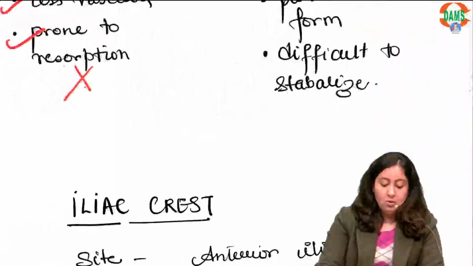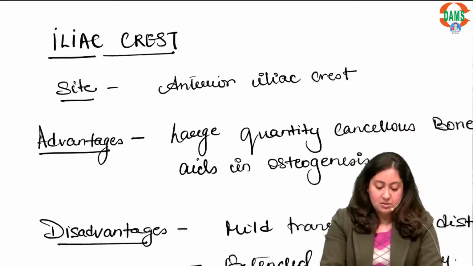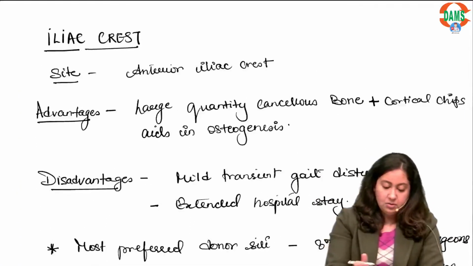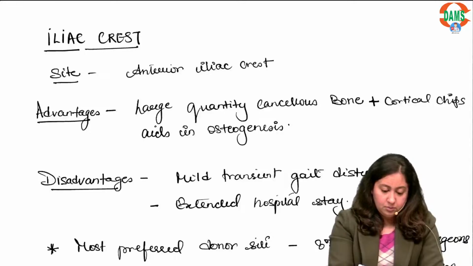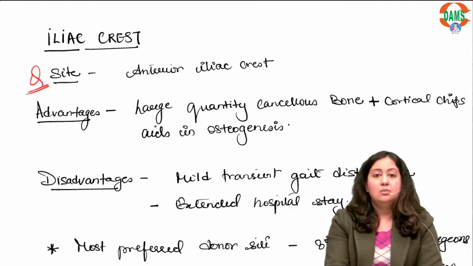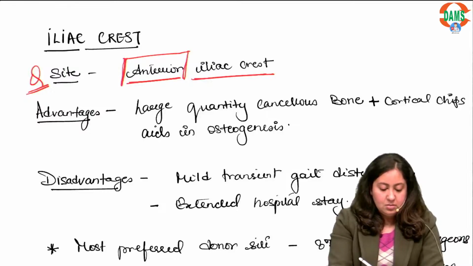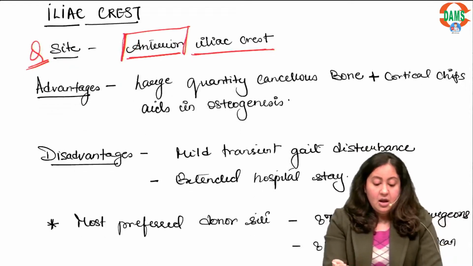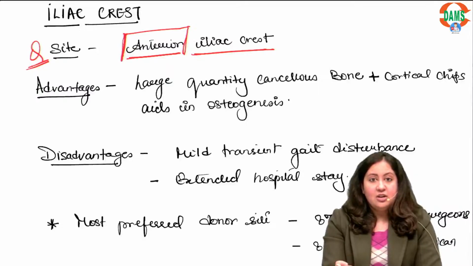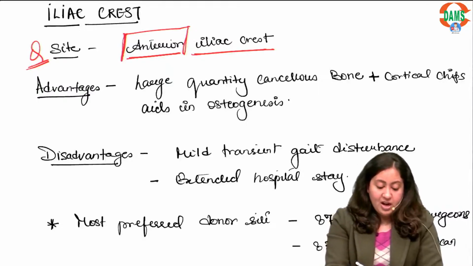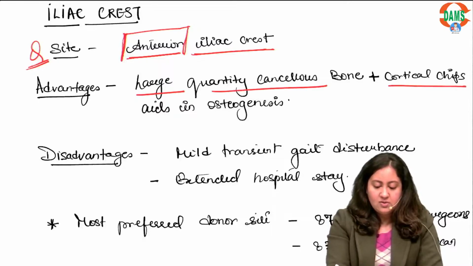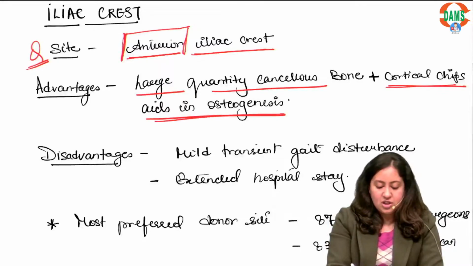Now coming to iliac crest. Some important questions over here. Site: anterior iliac crest. Please remember, anterior iliac crest. Now, the advantage, like I told you, is that it can give you a large quantity of cancellous bone. Plus, it also gives you cortical chips, which aid in osteogenesis.